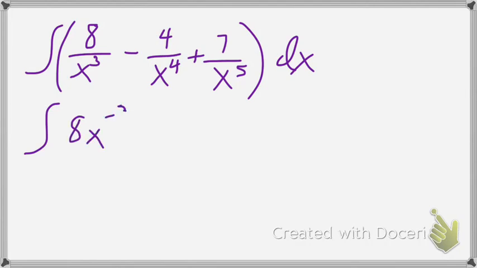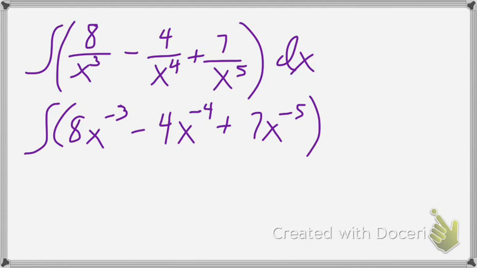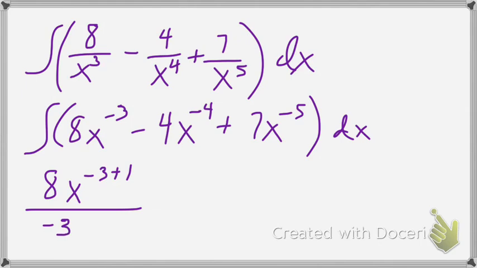That's 8x to the negative 3 minus 4x to the negative 4, add to that 7x to the negative 5. We'll integrate in the direction of x. When we do, we're just using our power rule. We're going to add 1 to this power, and whatever that is, we're going to divide by that number.